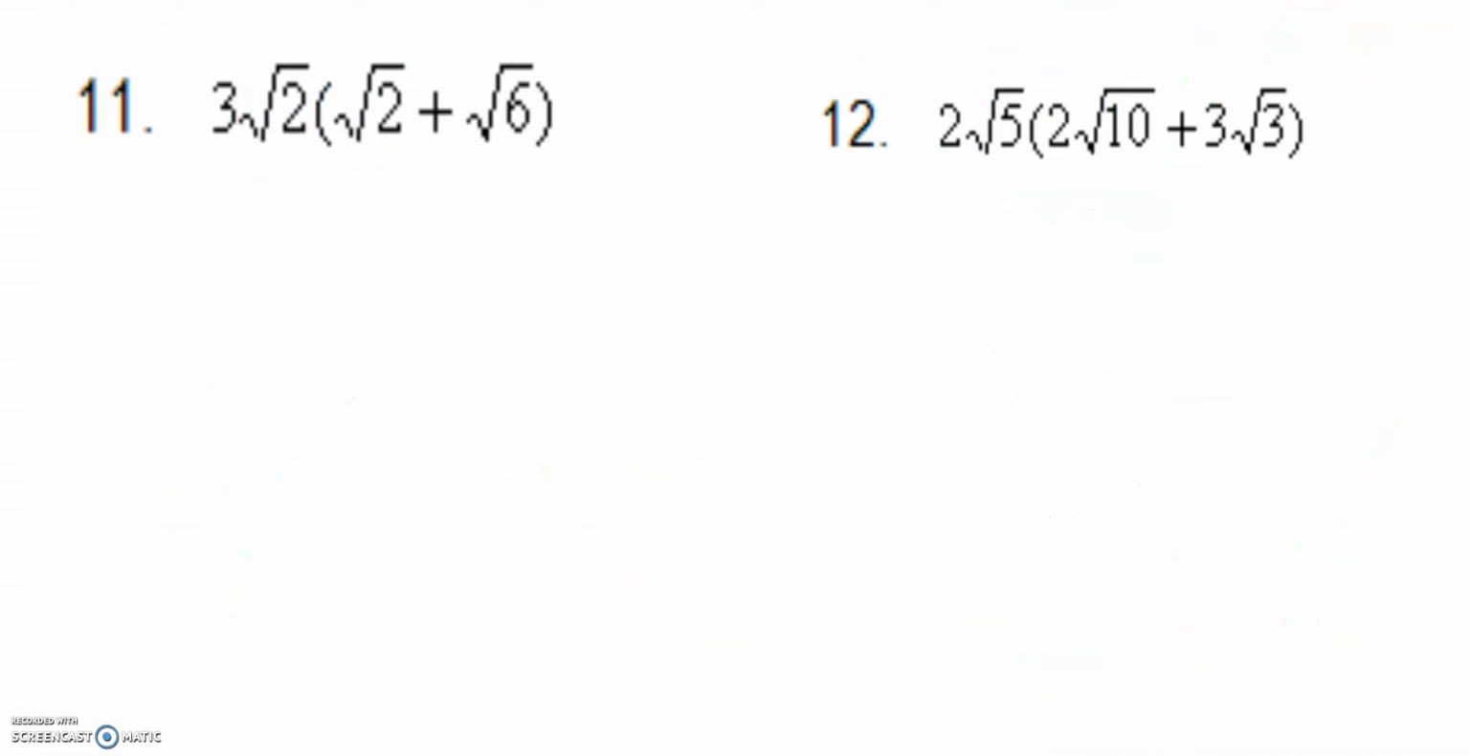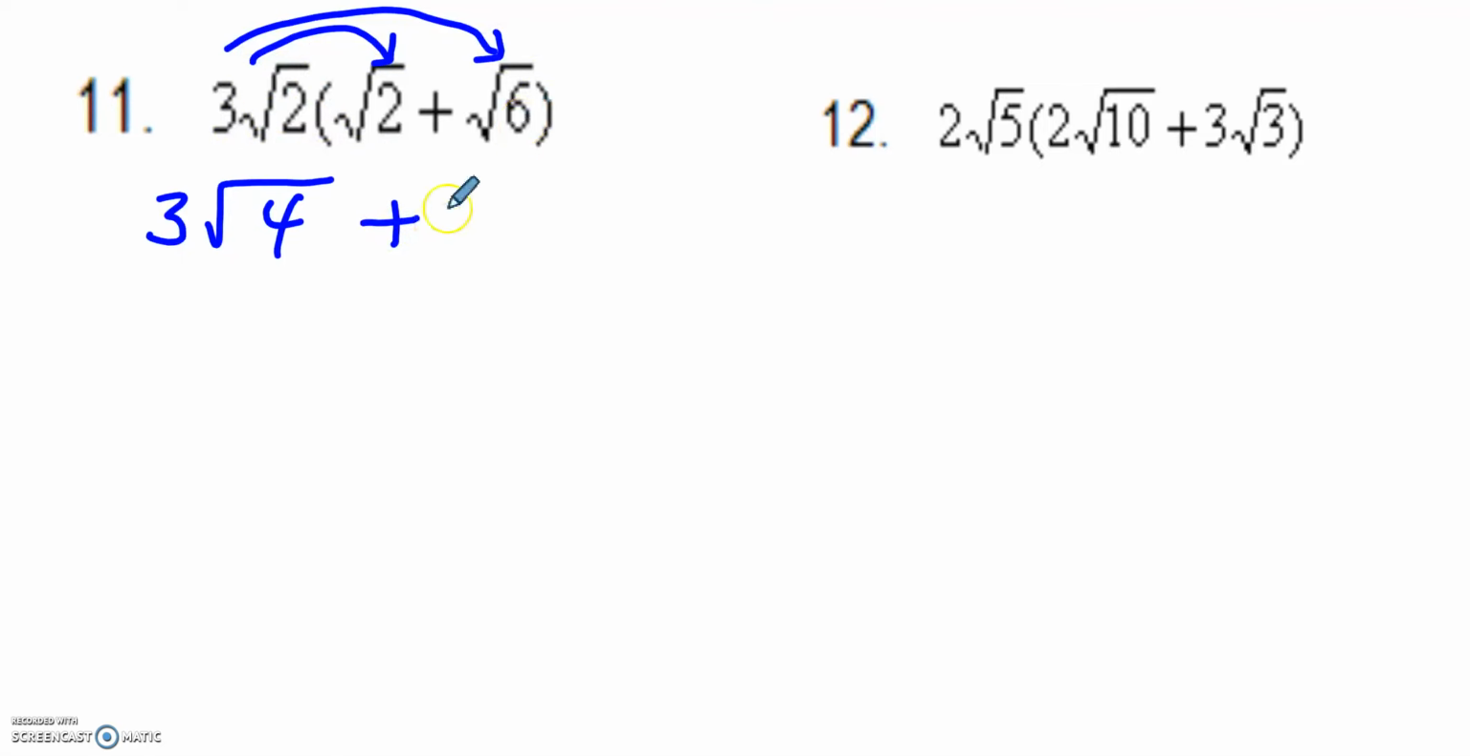Number 11 and 12 are using the distributive property, and sometimes you do end up doing FOIL, but this is more for just looking at the rules. So if I would like to distribute in the 3 root 2, we just need to think about what we can multiply and what we can't. So multiplication, we have more freedom. So we can multiply all radicals. So this would be 3 root 4 plus, if I do 3 root 2 times root 6, that would be 3 root 12.